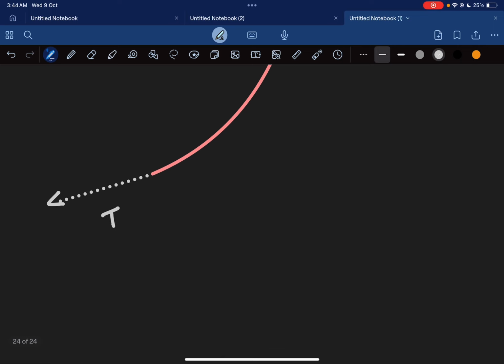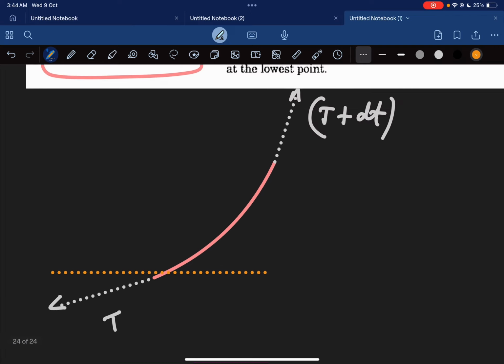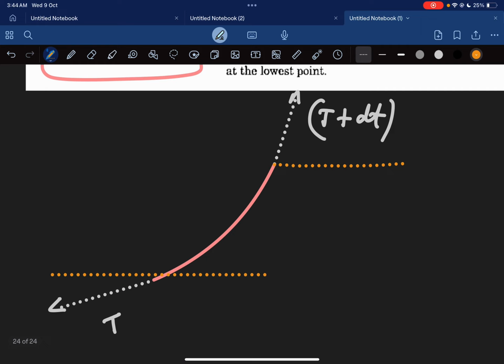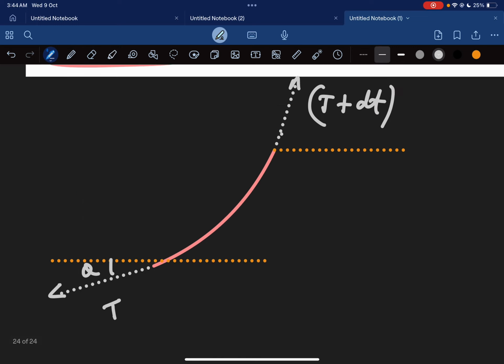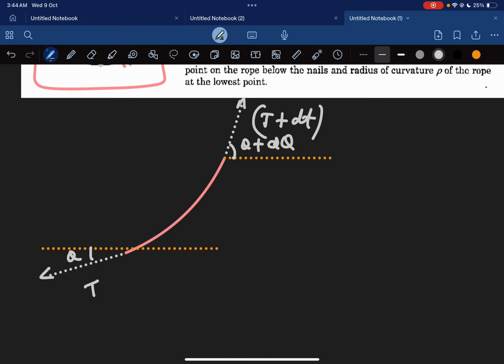One more concept you need to know in catenary problems is how we take angles, which is very important, with the horizontal. I'm first telling it and then I'll prove why I'm saying this. If I take this angle as theta, then this angle would be theta plus d theta. Now I'm explaining how I did this.